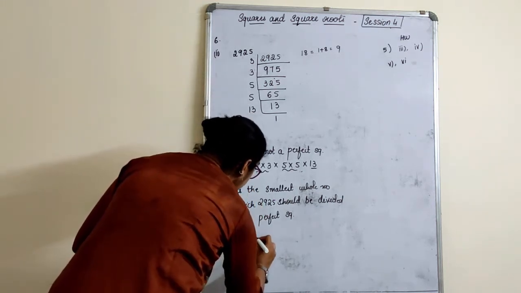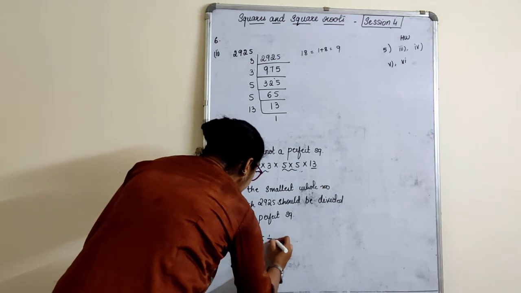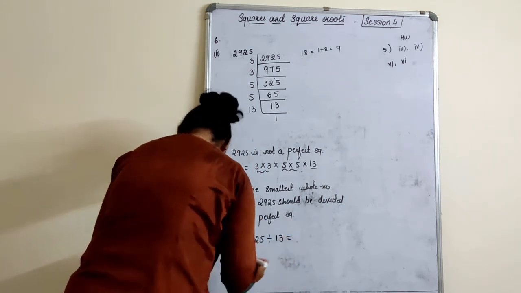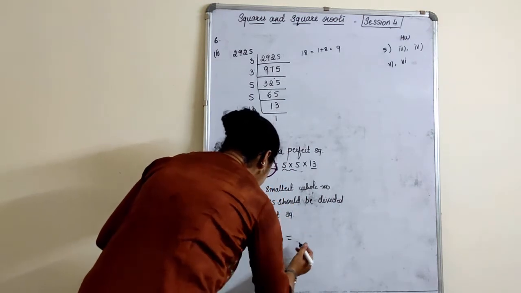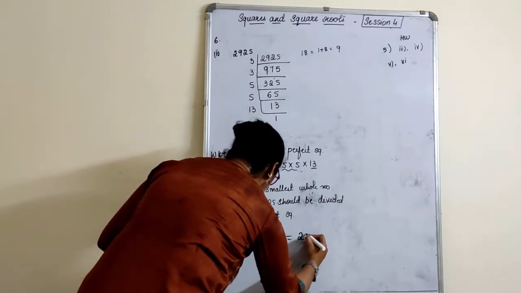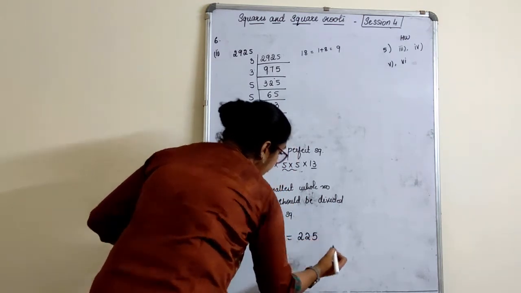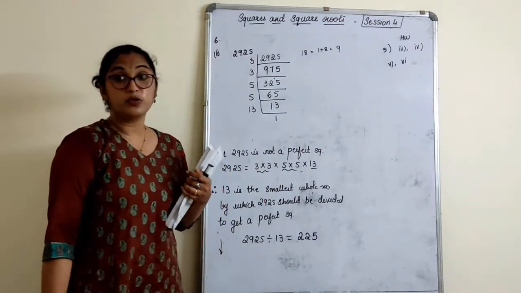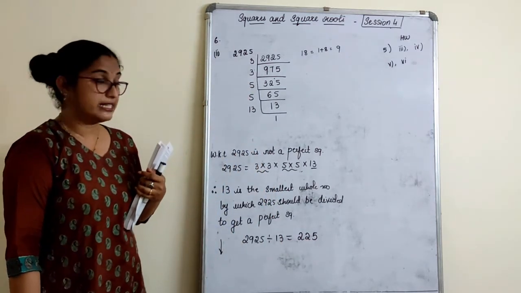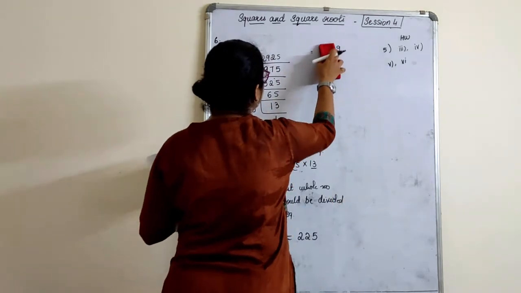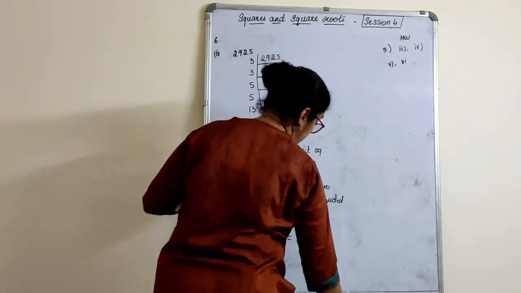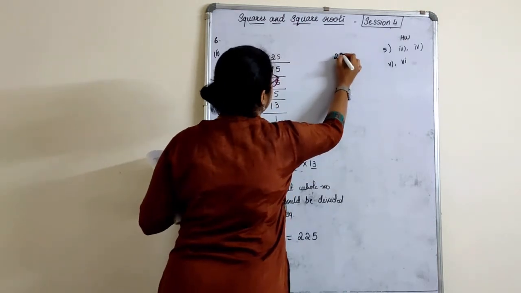So 2925 divided by 13. When you divide this by 13, you will get the answer as 225. Is 225 a perfect square? Yes. So which perfect square is it? 15 squared is 225, right?